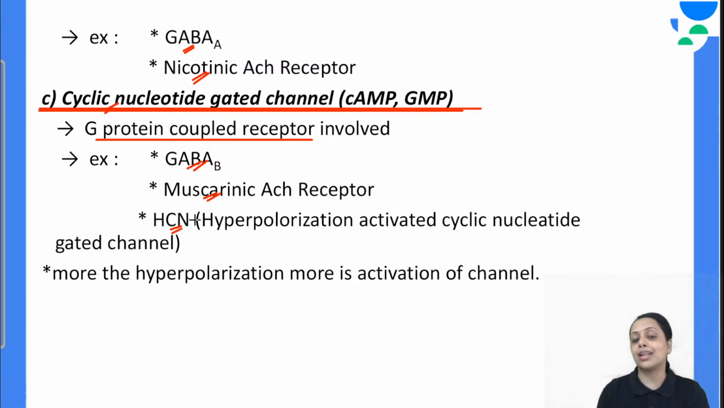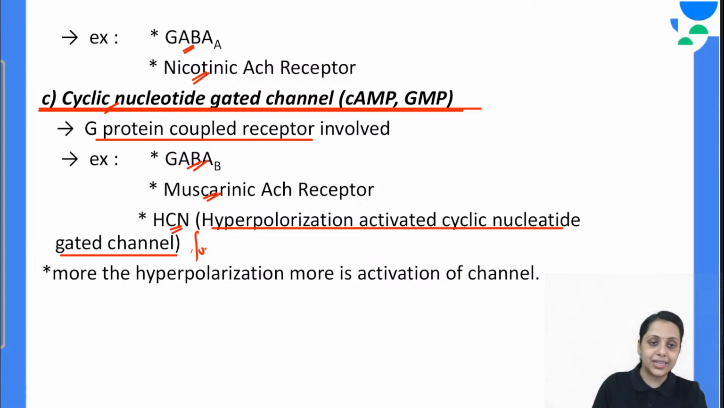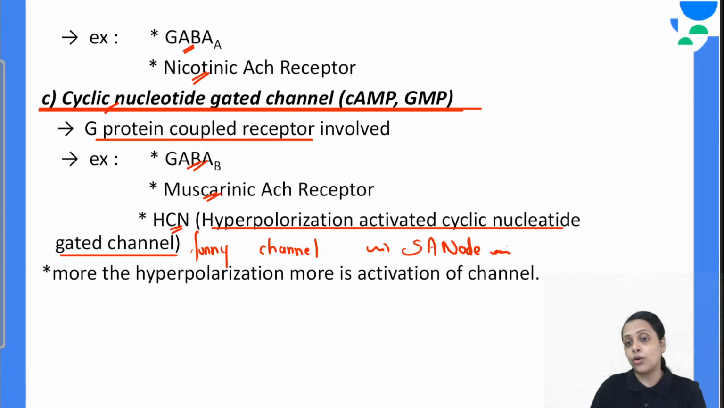This HCN channel, its full name is hyperpolarization activated cyclic nucleotide gated channel. This channel is also known as the funny channel, and this channel is classically present in our SA node. And in the SA node, do remember, it is responsible for the pre-potential.